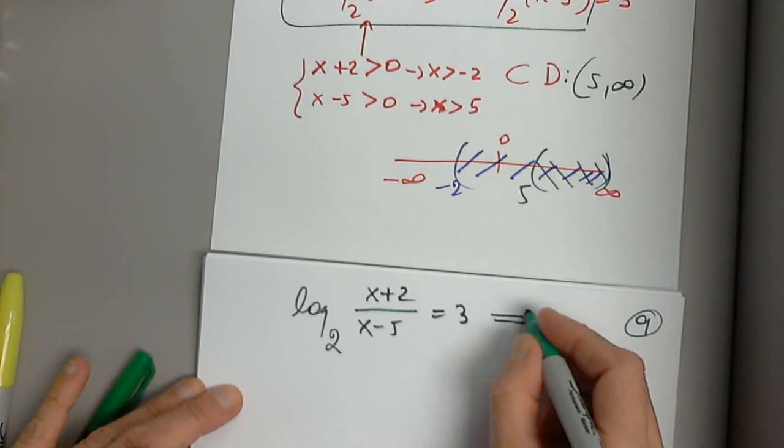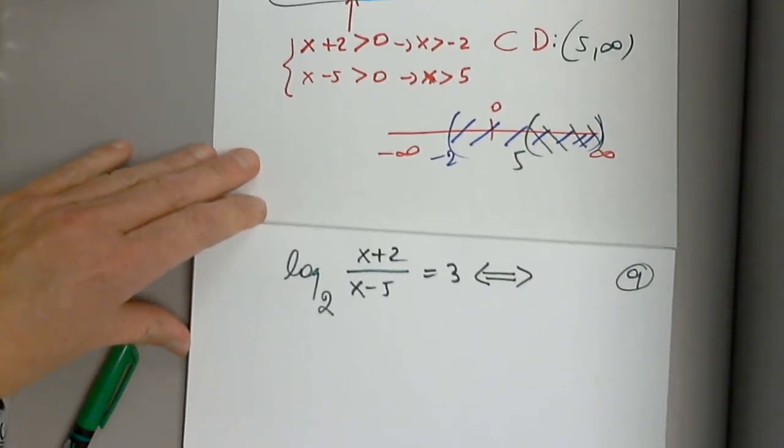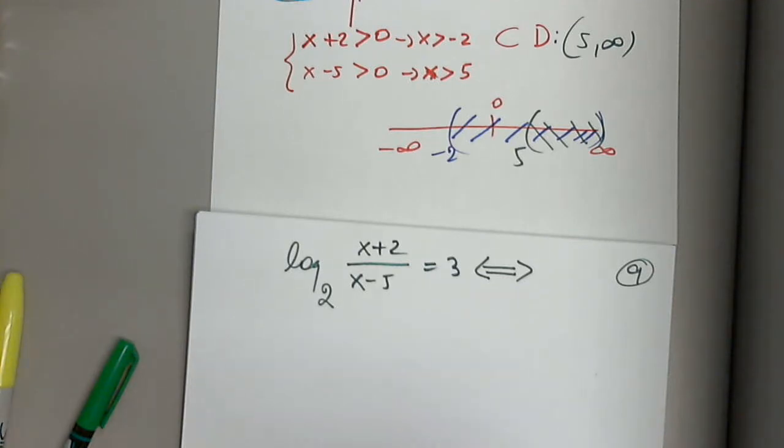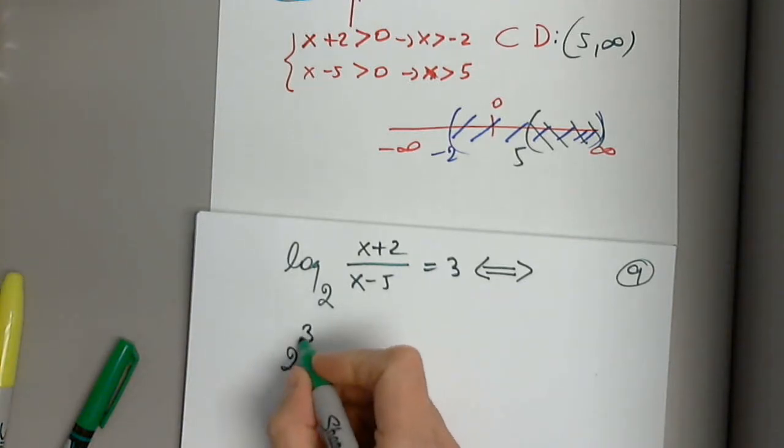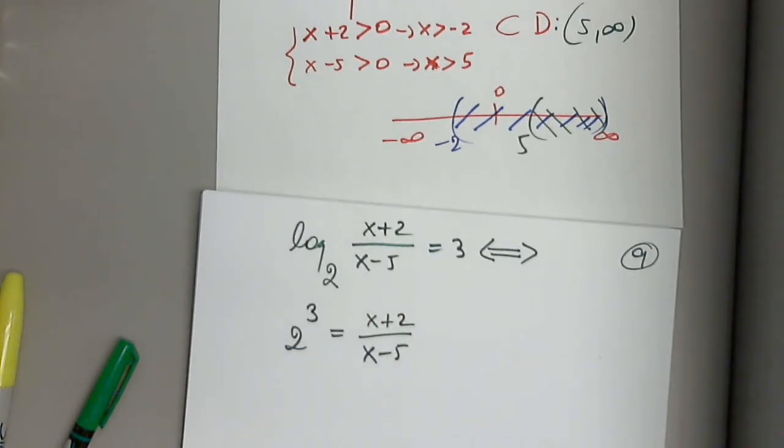So this is, I have no idea what to do, but I know it can be changed into an exponential equation, which is, very good, equals. Awesome. Now I have to dig deep. What is this now? It's no longer a logarithmic equation. It has x in the power? No. But it has a rational. Yes, a rational equation.